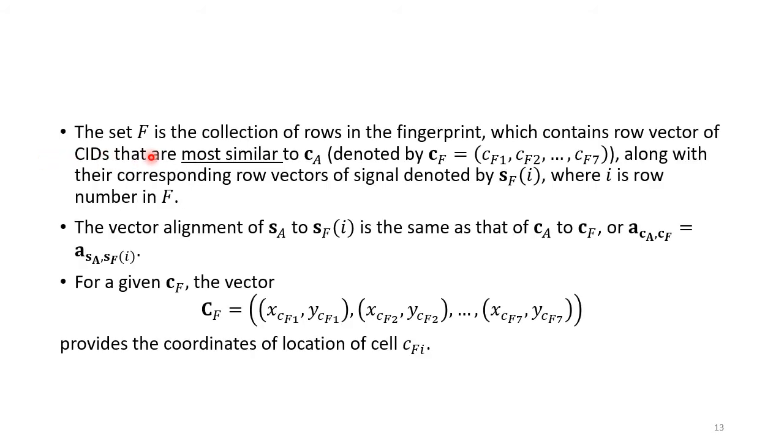We have the set F, that is the collection of rows in the fingerprint, which contains row vectors of CIDs that are most similar to CA, denoted by CF, along with their corresponding row vectors of signal strength, denoted by SFi, where i is the row number in F. The vector alignment of SA to SFi is the same as that of CA to CF, or A_CA_CF equals A_SA_SFi. And for a given CF, the vector big CF provides the coordinates of the location of cell CFi.